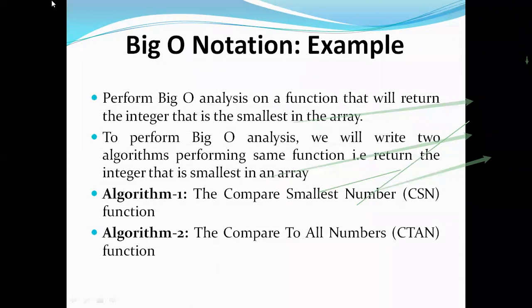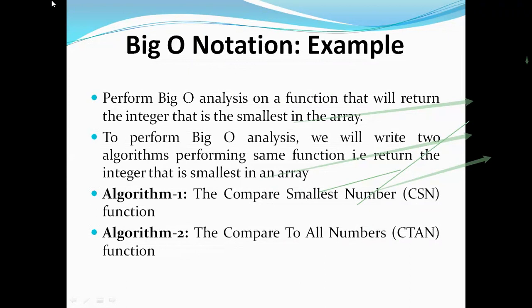So perform big O analysis on a function that will find the smallest integer in the array. This is an example in which we have an array and we have to find the smallest element in the array. So our problem is to find the smallest element in the array. How can we solve the problem?